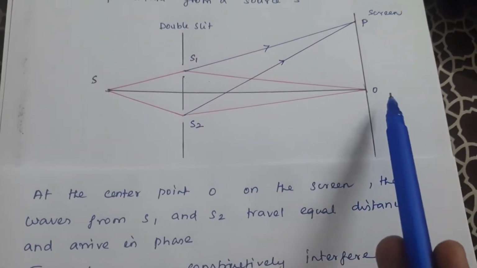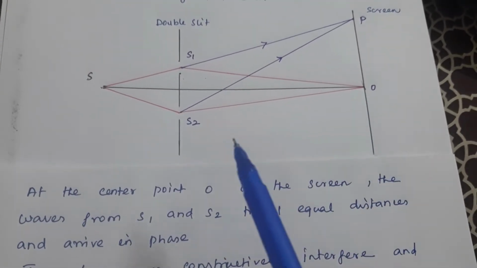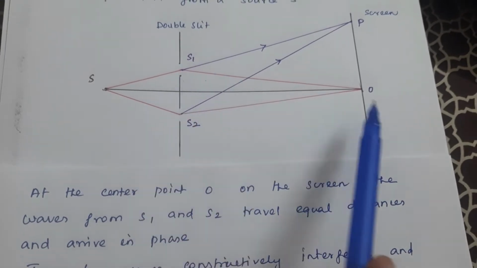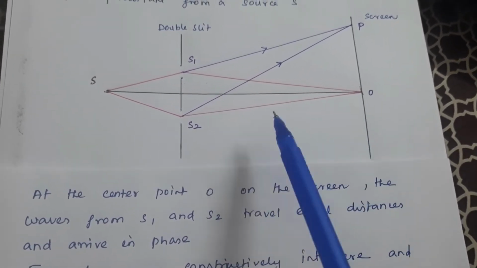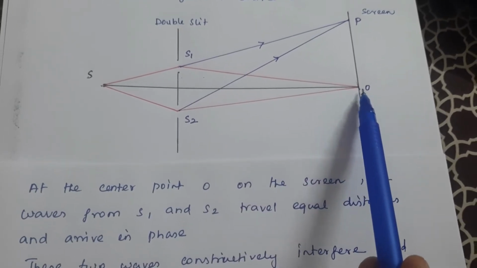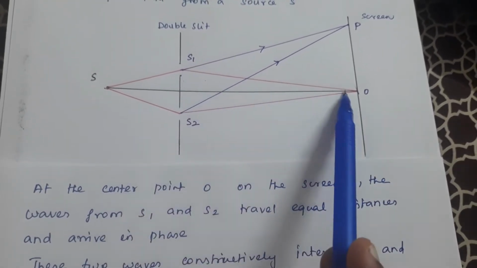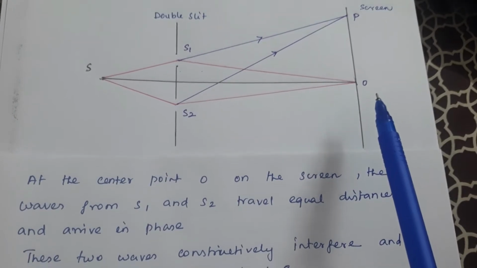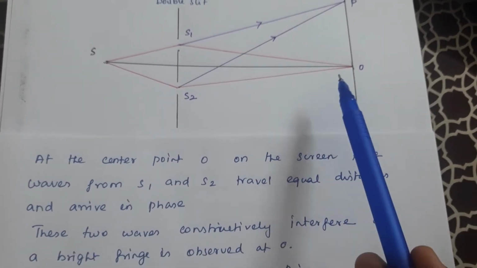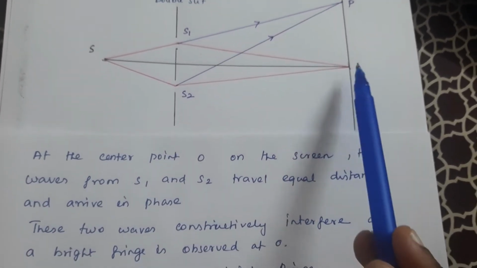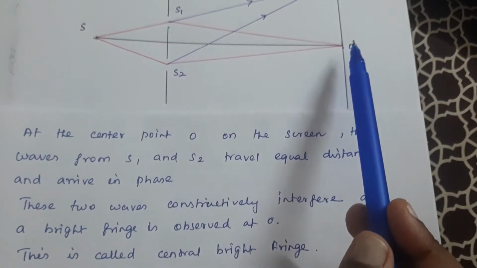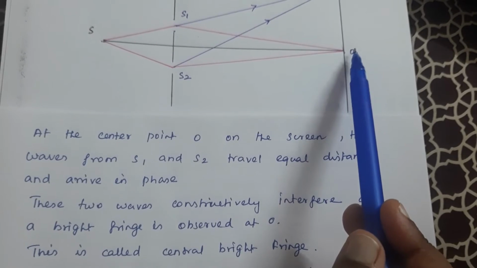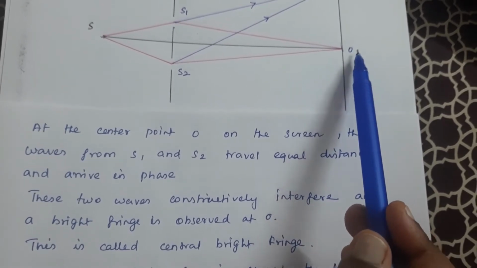At the center point O on the screen, the waves from S1 and S2 travel equal distance and arrive in phase. Now these two waves from S1 and S2 will constructively interfere and you can see a bright fringe at the center point O. So this we call the central bright fringe. This we call what?